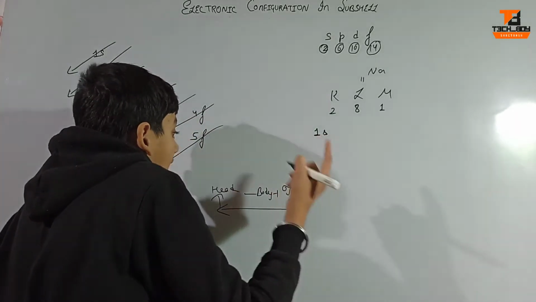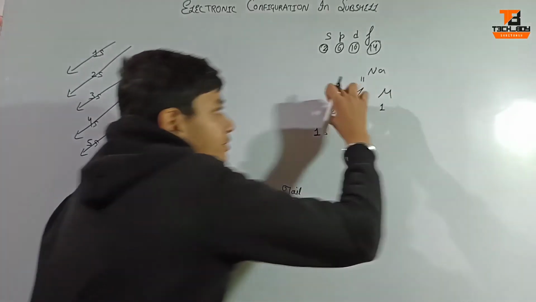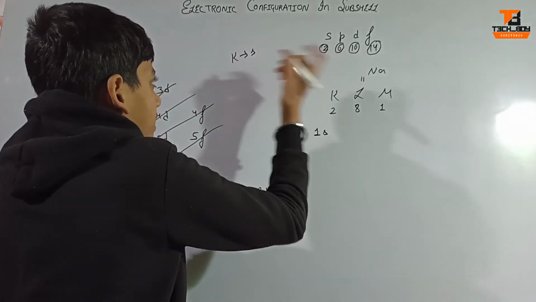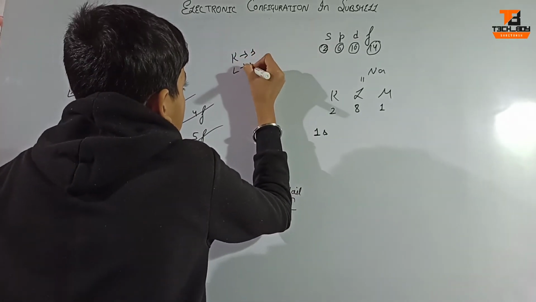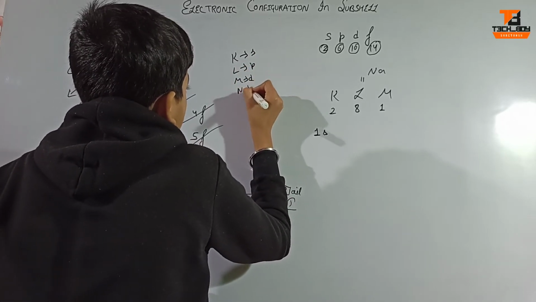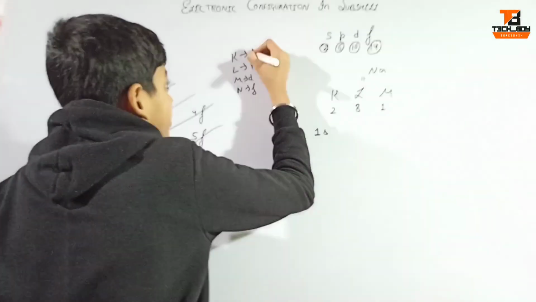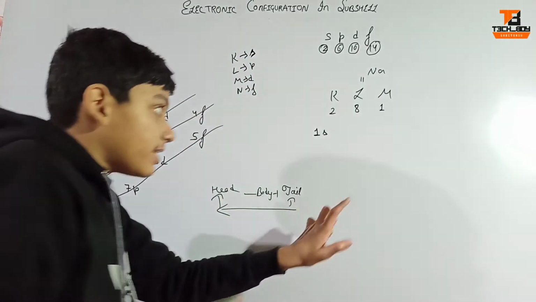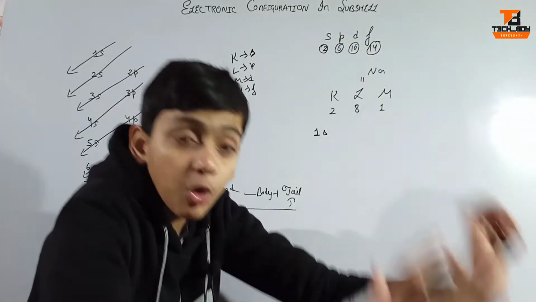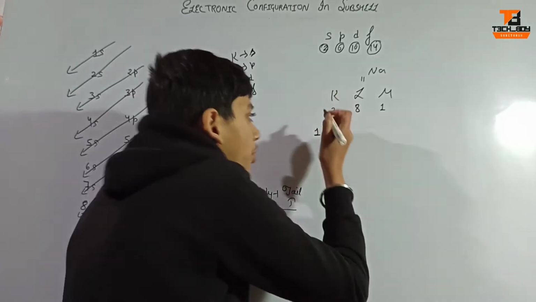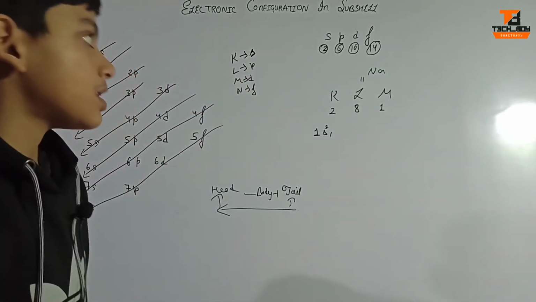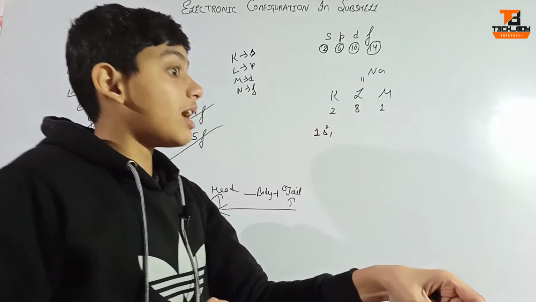What is the highest power? 2. We have to fill S. In K, S cell held; in L, P; in M, D; and in N, F. So in K, S is sitting here, and the highest power that it can hold is 2. So 1S2. Okay, now up here we have to write 8. So now we write that 2.